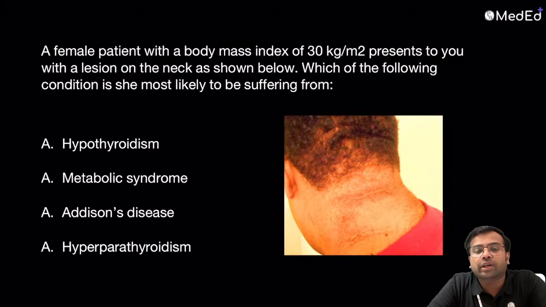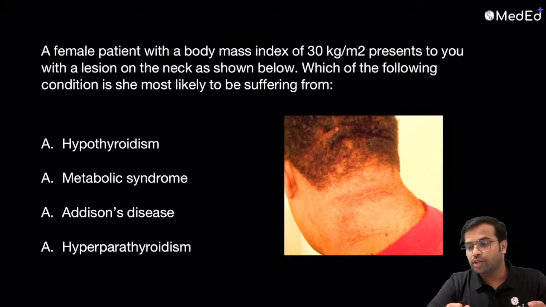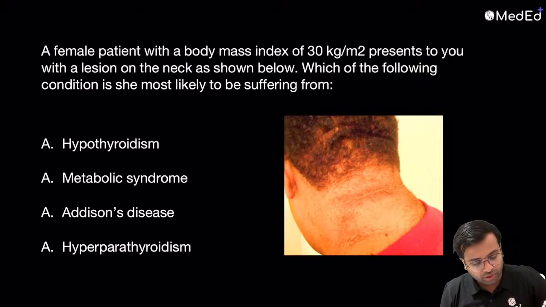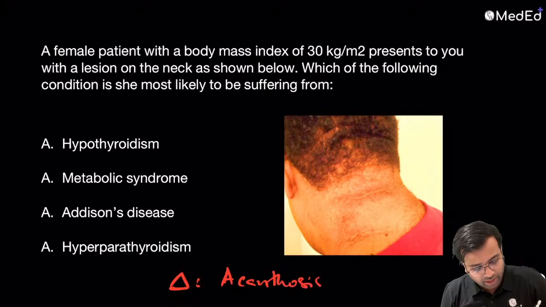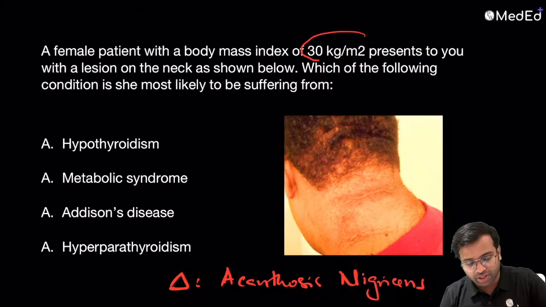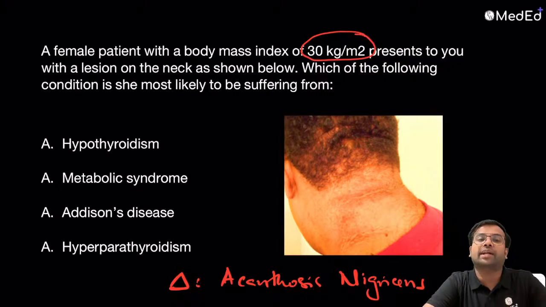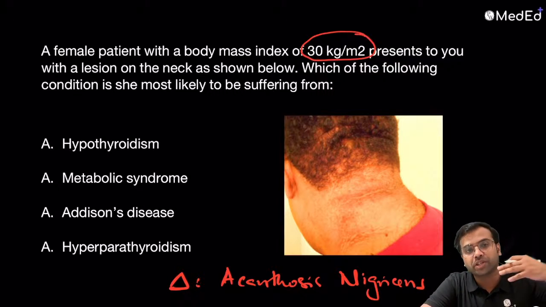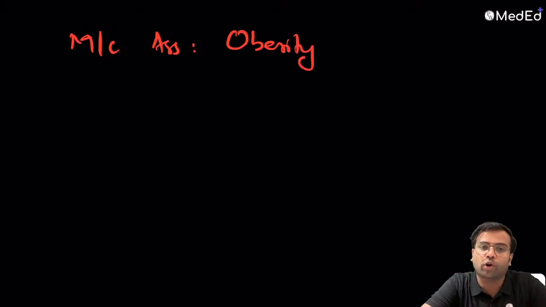Very good, Priya. Now here what you can find is the diagnosis based on the image. Based on this image, the diagnosis is going to be acanthosis nigricans. And what is the most common association of acanthosis nigricans? The most common association is mentioned in the MCQ itself, that the BMI of the patient is very high. Remember, the most common association is going to be obesity.